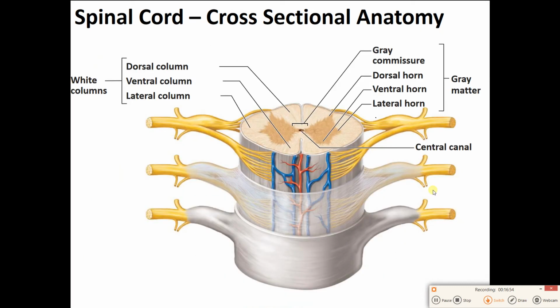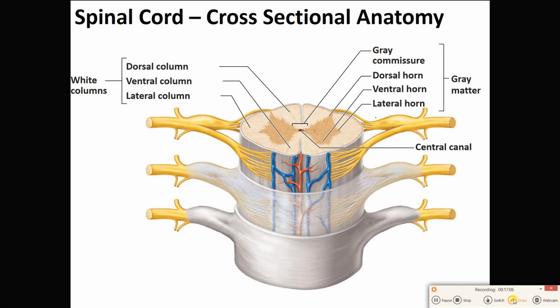All right. Moving right along, we can start labeling some more. The white matter is going to have columns. They're also called funiculi. That was the word I used in lab. That's the word in your lab manual. What word do you like better, funiculi or columns? I'm guessing you're saying columns, and I get that. We got to know both, though. So there is a dorsal funiculus or column in the back. There is a lateral funiculus or column on the side, and a ventral funiculus or column in the front.